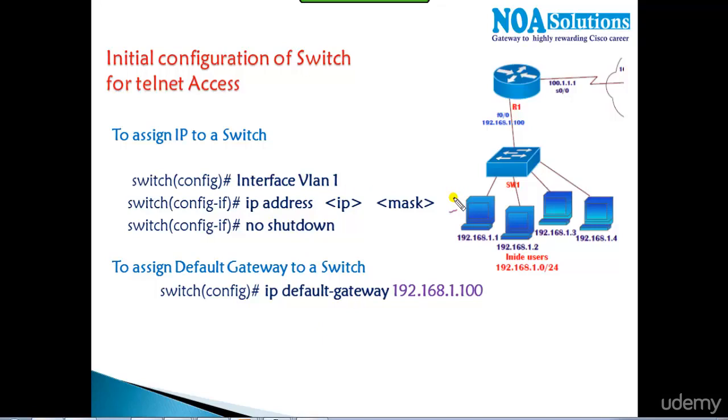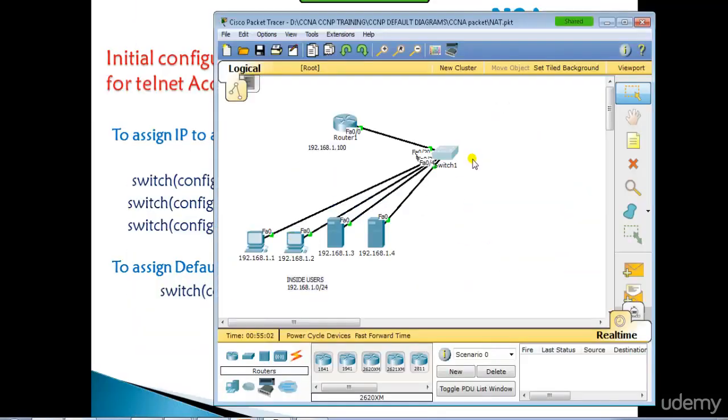Now, if you remember in the basic classes, what we did, we did not do anything on the switch. As I said, a switch is a plug and play device. There's nothing to configure. But if you want, we can assign the IP address on the switch. But now the question is, why do we need an IP address on the switch?